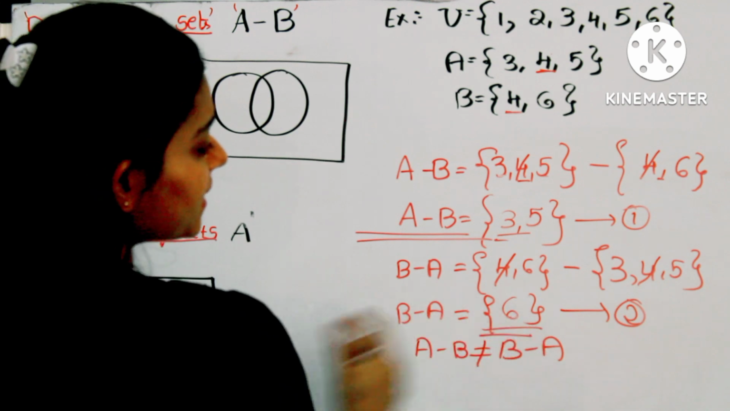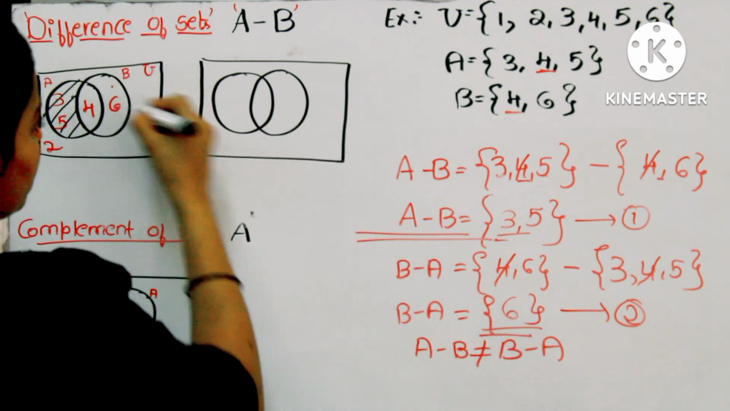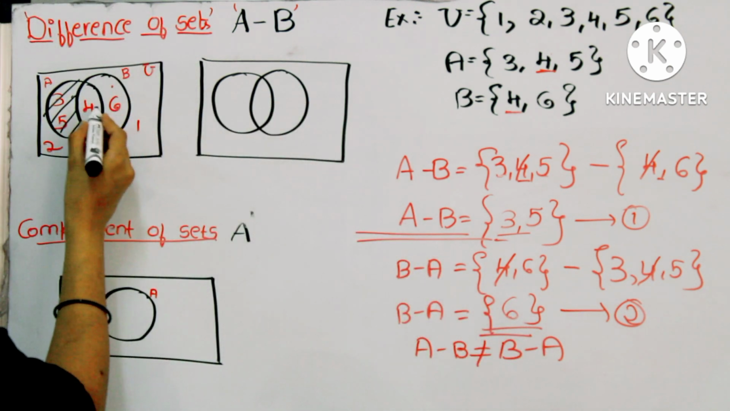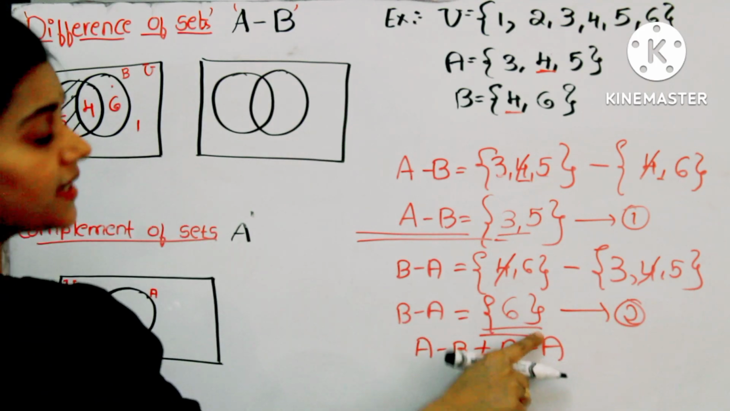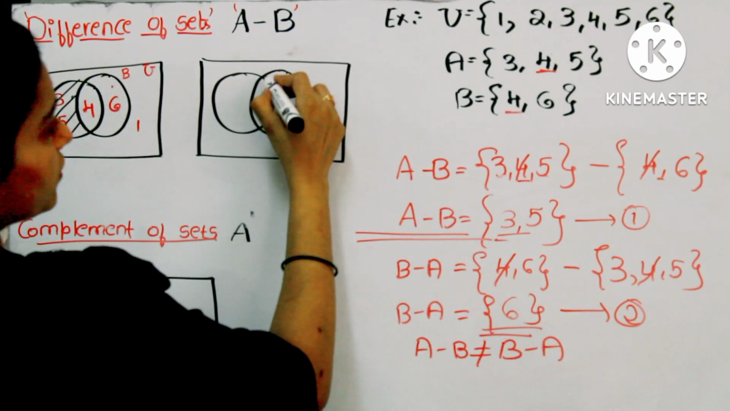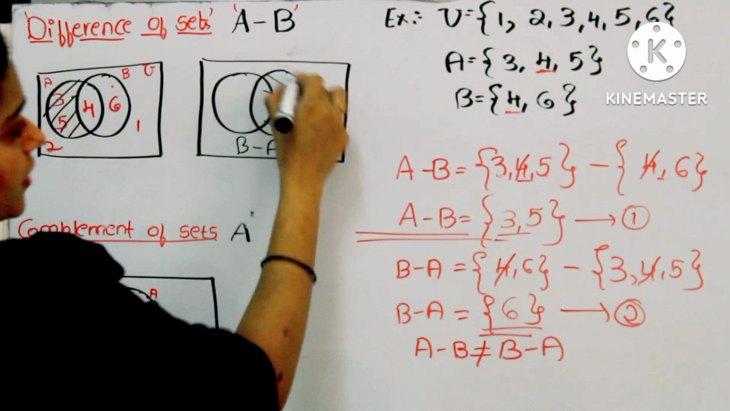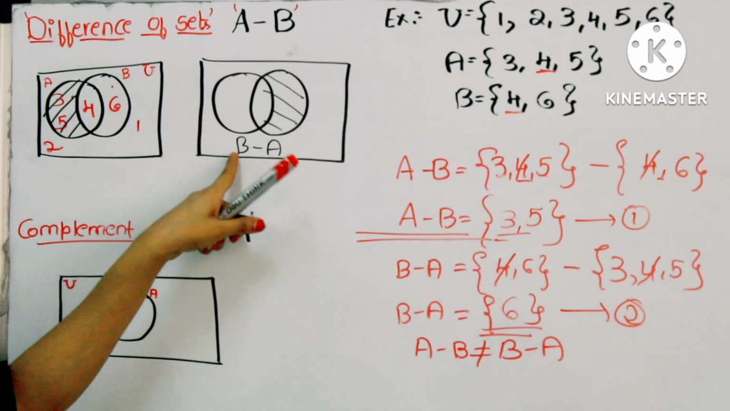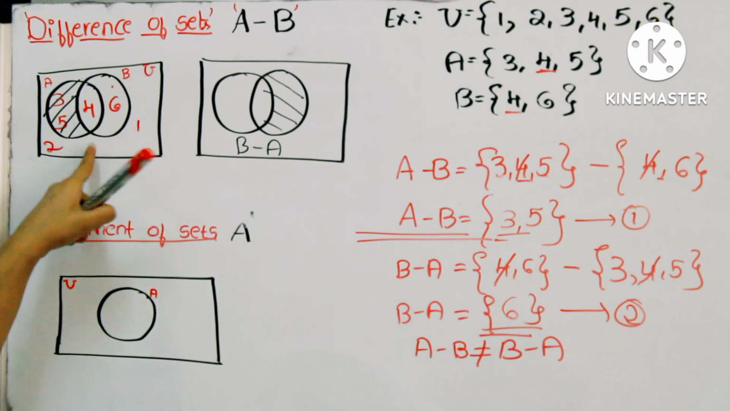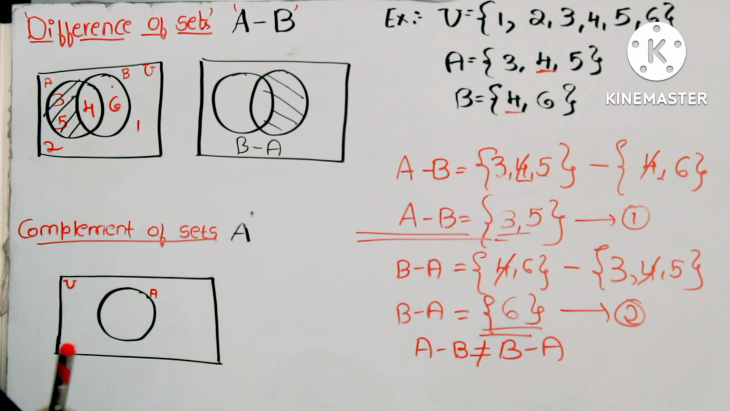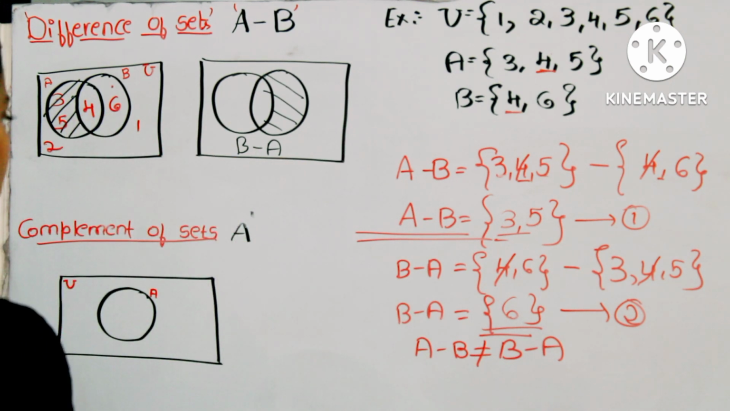And what is B minus A? Similarly, if you return, B minus A is on 6, correct? So this is 6, and you have to shade this portion. So for B minus A, you always have to shade this portion. This is the B minus A Venn diagram representation. This is the A minus B Venn diagram representation.